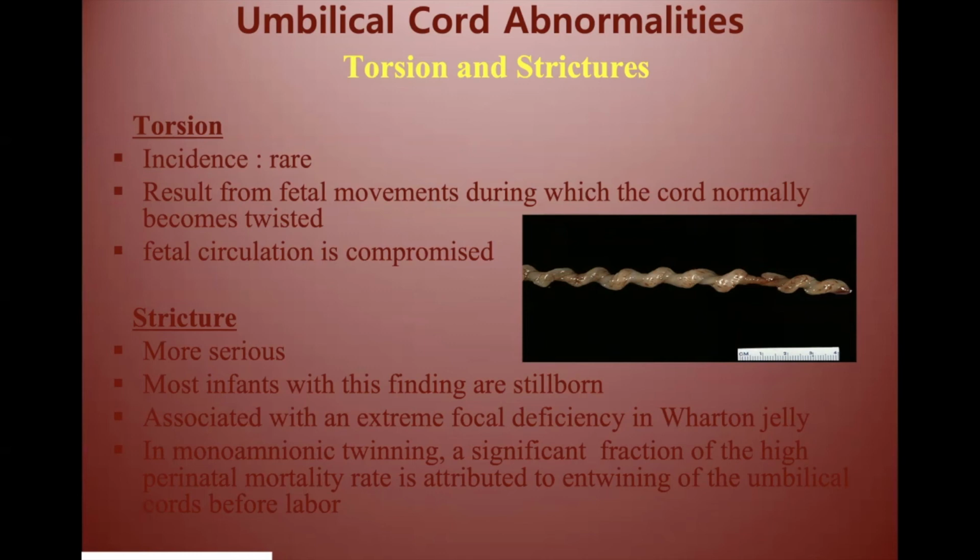And sometimes we have torsion in the umbilical cord. It's a very rare case. It results from fetal movement during which the cord becomes excessively twisted and fetal circulation is compromised.